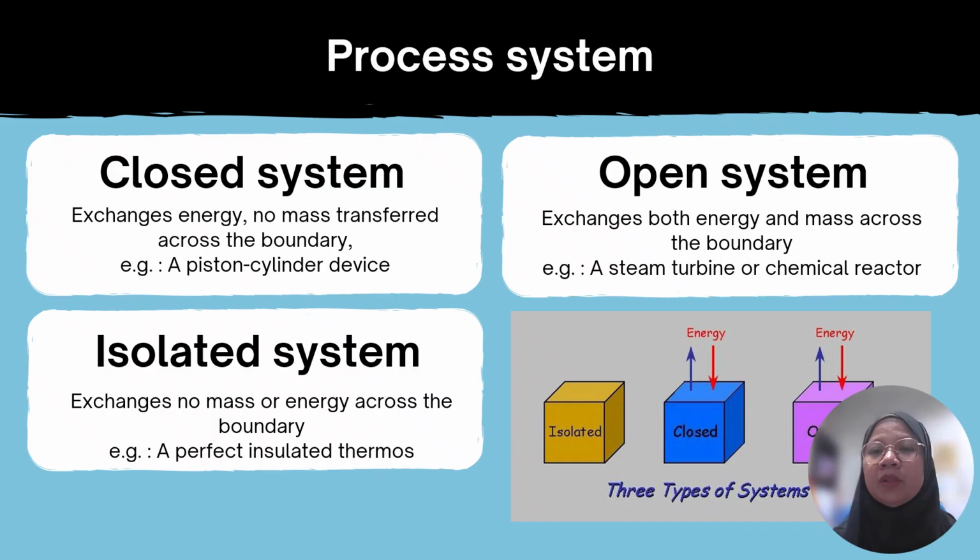What about the open system? It exchanges both energy and mass across the boundary. And the last one is the isolated system. There is no exchange of mass and energy across the boundary.